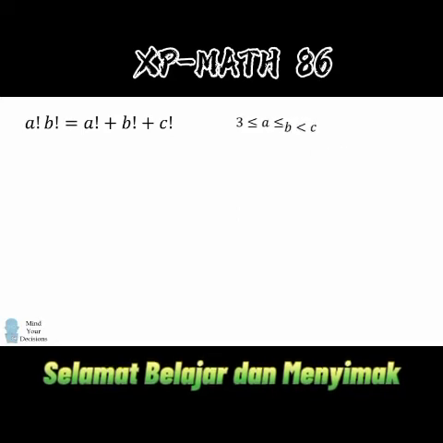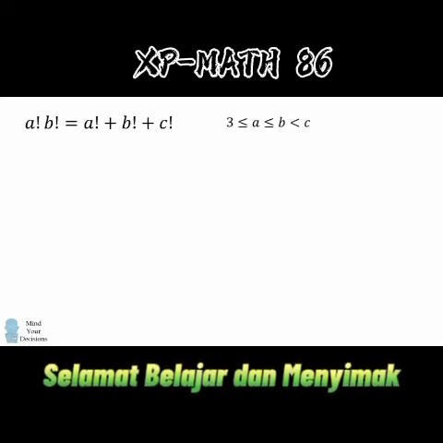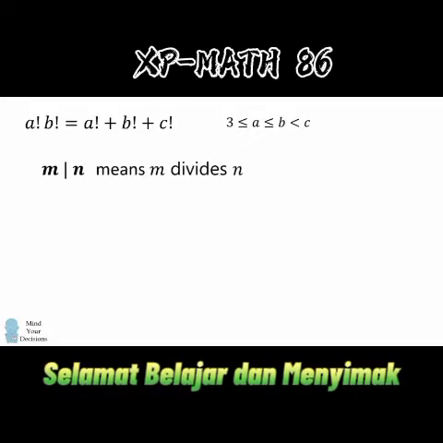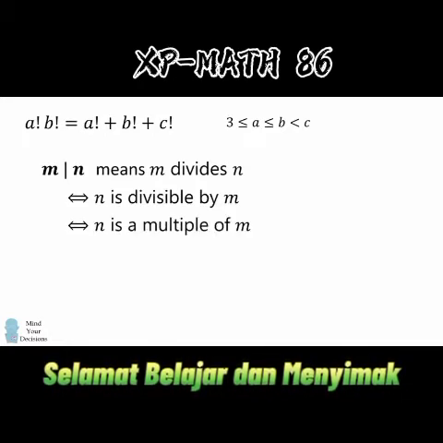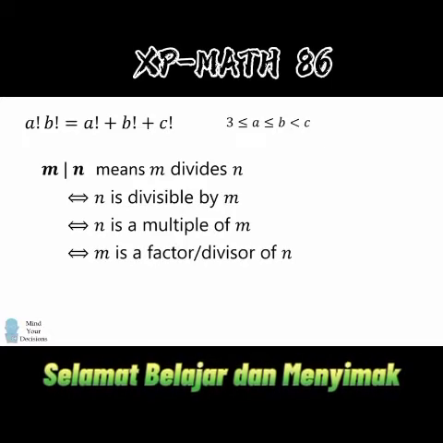Before we proceed to the next part of the proof, I'm going to go over a bit of notation. This notation means that m divides n. It's equivalent to saying n is divisible by m. It's equivalent to saying n is a multiple of m. And it's equivalent to saying that m is a factor or divisor of n. 2 divides 4, 3 divides 12, but 2 does not divide 5.